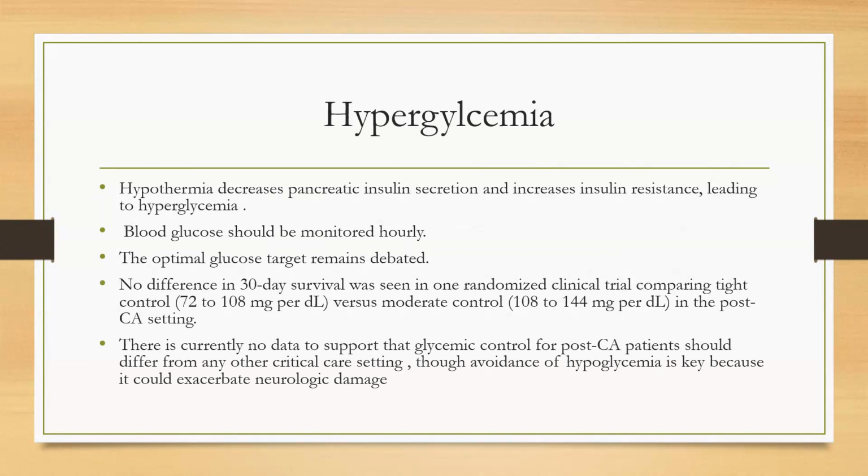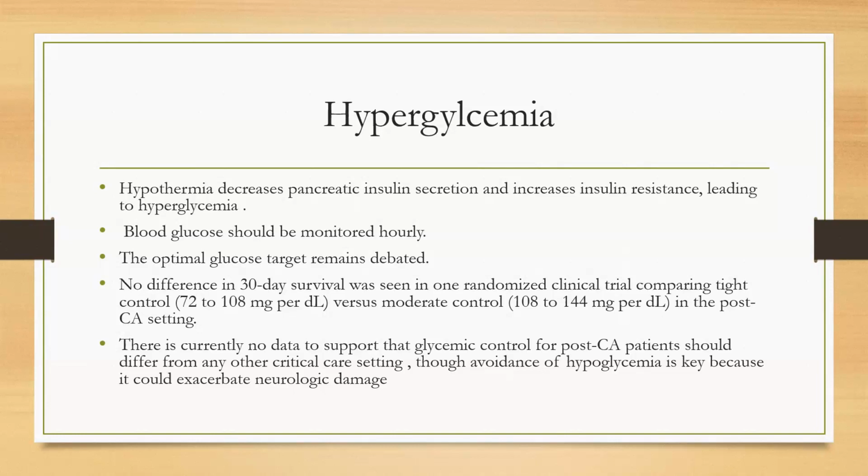No difference in 30-day survival was seen in one randomized clinical trial comparing tight control, that is 70 to 108 mg per dL, versus moderate control, that was 108 to 144 mg per dL, in post-cardiac arrest patients. There is currently no data supporting that glycemic control for post-cardiac arrest patients should differ from any other critical care setting. Though the avoidance of hypoglycemia is key because it could exacerbate neurological damage.